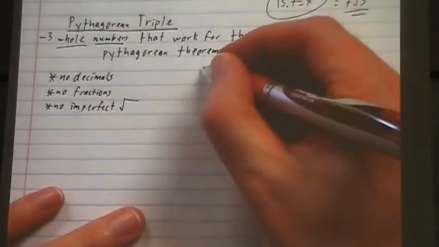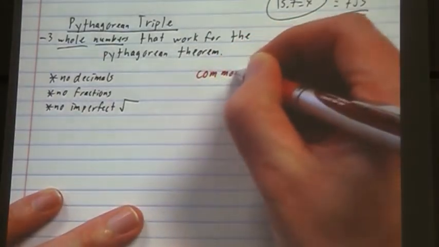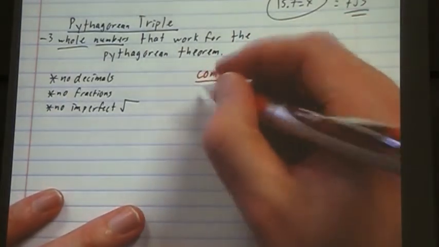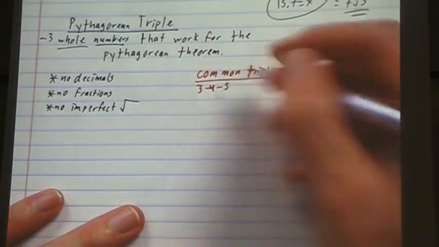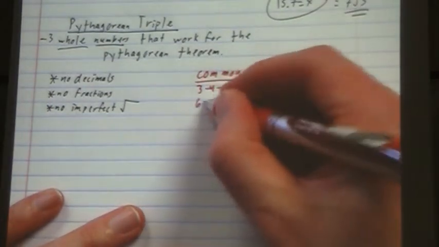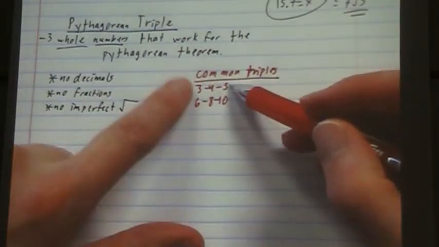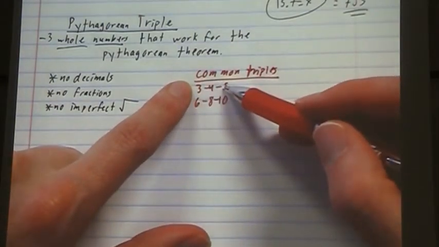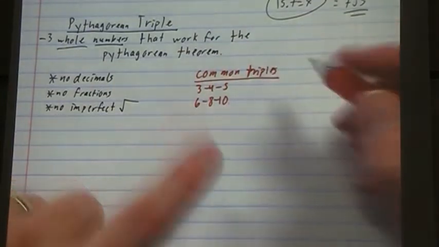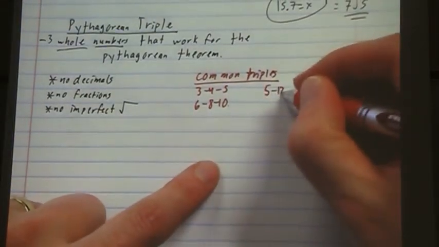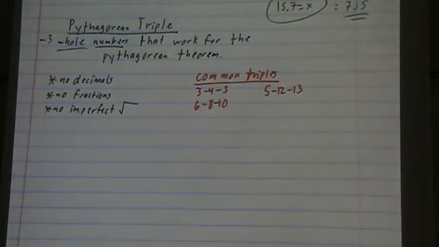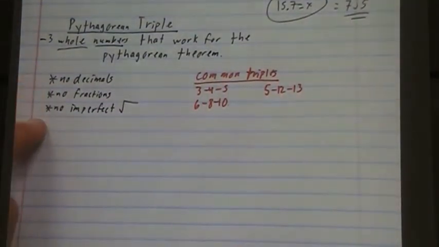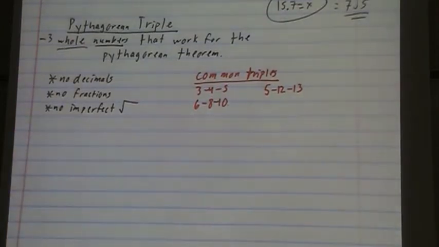And your common triples would be a 3, 4, 5, a 6, 8, 10, and you're going to notice this is just double this guy. 3 times 2, 4 times 2, 5 times 2, boom, gives you a 6, 8, 10. Another common triple is 5, 12, 13. You don't have to know all those guys, but those are triples because all the sides are no decimals, no fractions, no imperfect squares, and they do work for the Pythagorean theorem.